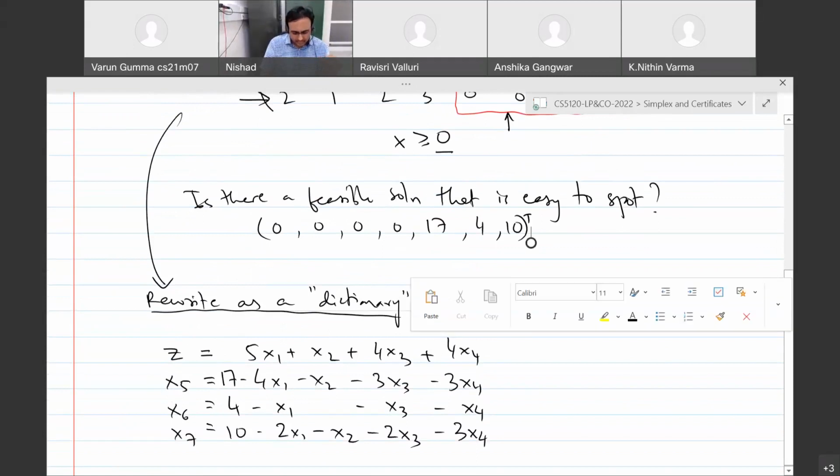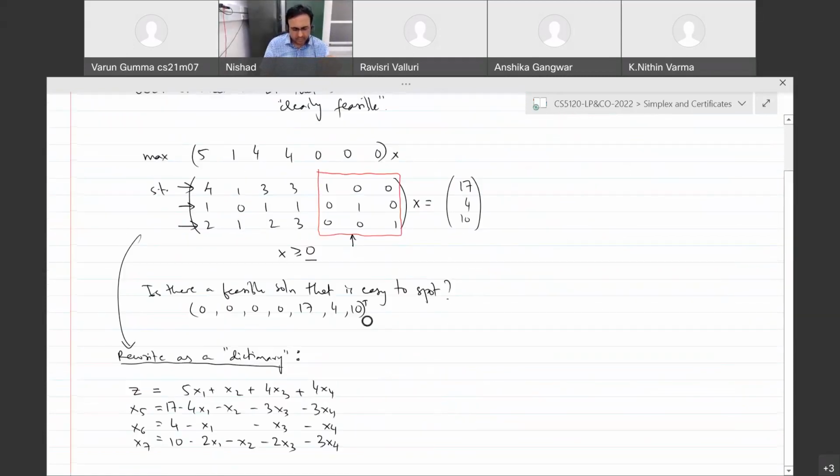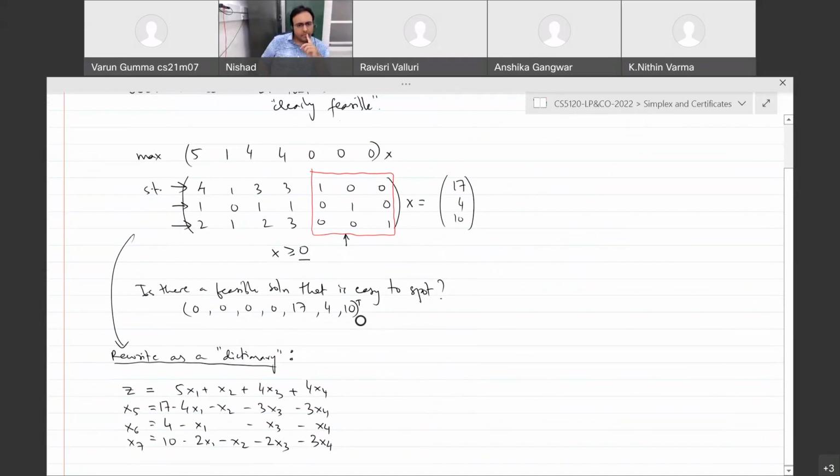Okay, let's make it slightly smaller so that we can see everything together. Are there any questions about how we wrote this? Z from now on will denote the objective function.